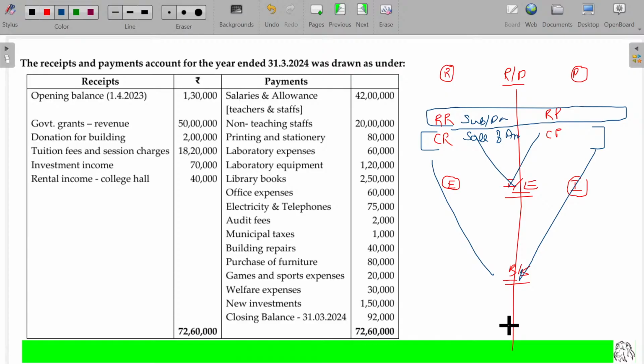Similarly, in the case of revenue payments, what may be the revenue payments? Probably salaries paid to the workers, even advertisement, some expenses you spend for stationery, all these things, right? So salary, rent, electricity, all these things are going to be on the payment side. Naturally, they are expenses transferable to the income and expenditure account.